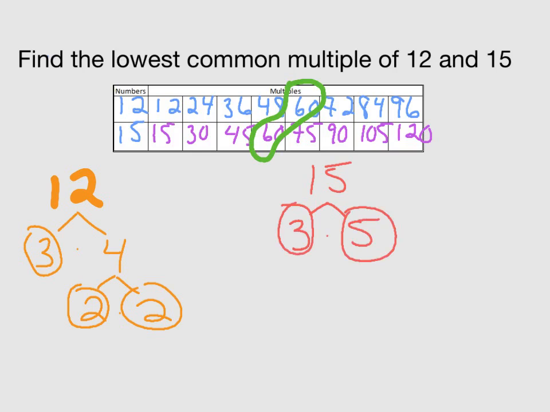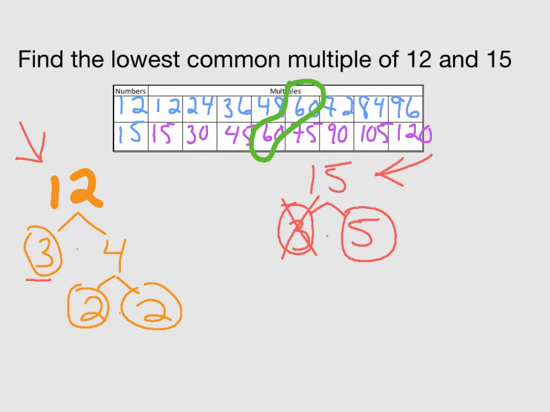Okay, now here's how you find the lowest common multiple. Look at your second number. So we're going to look at 15. We're going to look at this factor tree. We're going to take a look at each factor. Let's start with 3. We want to see, is there a 3 over here in our factor tree of 12? Well, there is. There's one right there. So we're going to cross out the 3 from our 15 factor tree.